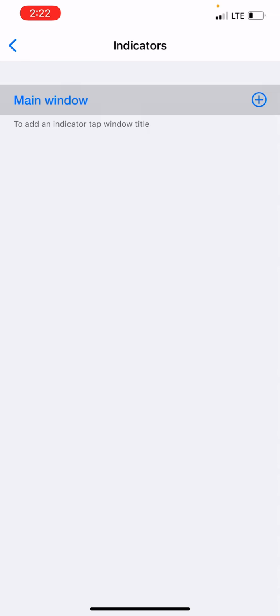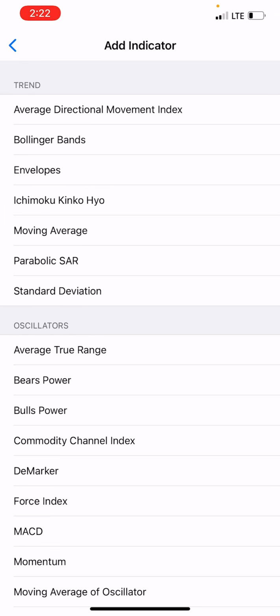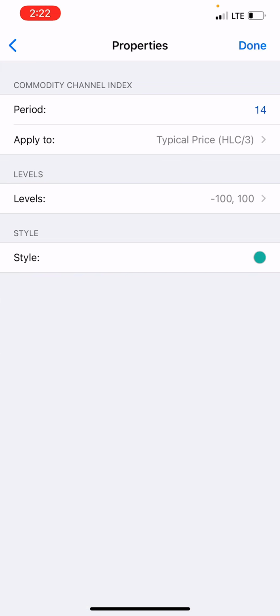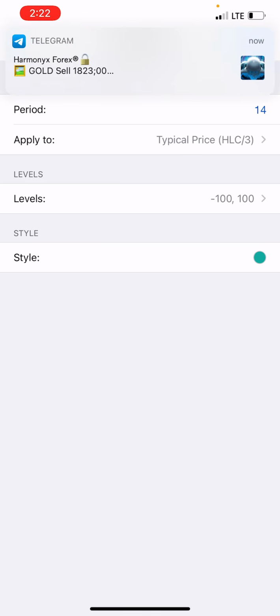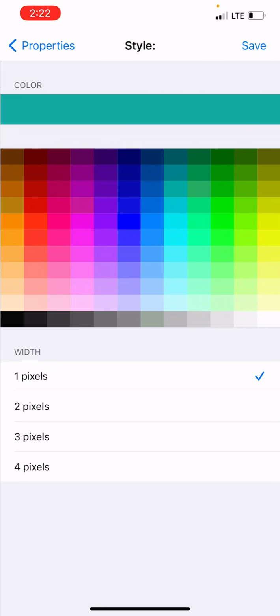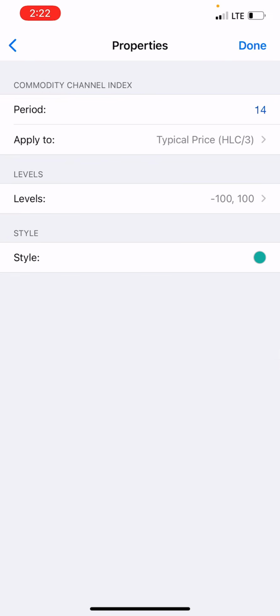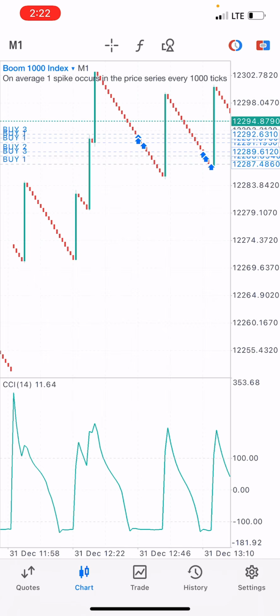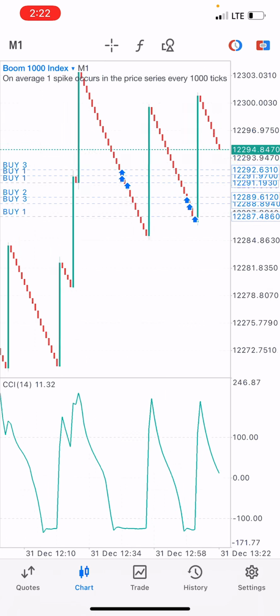You click on the indicator tab, then you search for the Commodity Channel Index. Just as you can see on my screen, you take the period 14, apply to typical price. For the style, you use 2 pixel. The color, let's use the green that is already there. Then the levels 100 and negative 100, just as you see on my screen. So this is the indicator that we just set, which is the Commodity Channel Index.